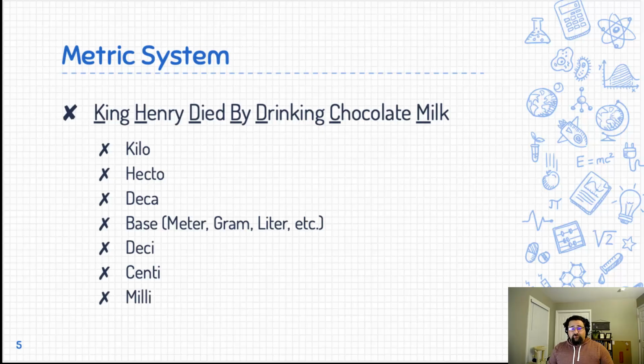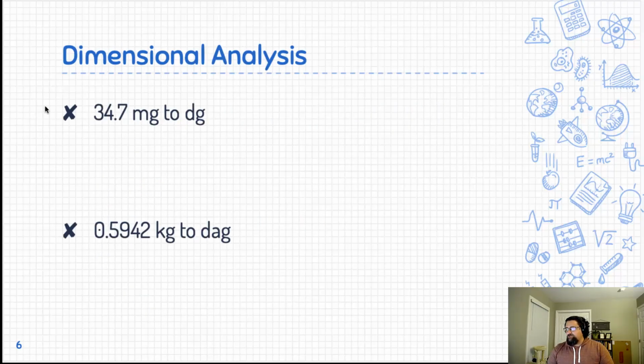We are, however, going to think of this chart. And I want you to think about it this way, with the kilo being up top, milli being down at the bottom. I want you to think about it height-wise: kilo, hecto, deca, base, deci, centi, milli. All right, so we have this. So if we look at conversions, let's go ahead and do this dimensional analysis. We want to convert 34.7 milligrams to decigrams.